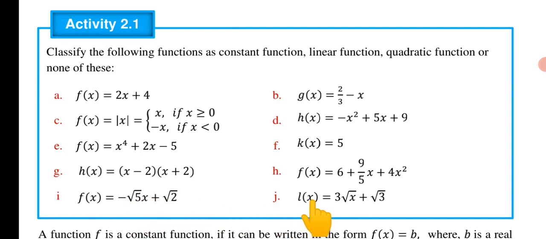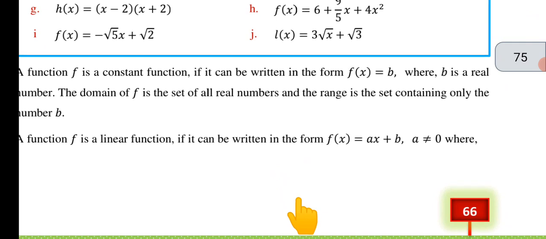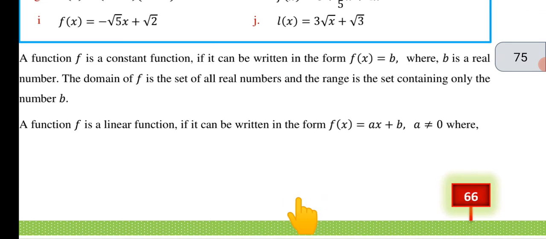It's linear. L of x is equal to 3 times the root of x plus something. This one is not even a polynomial, so none of them. It is not a polynomial, because a polynomial function always has exponents that are non-negative integers.